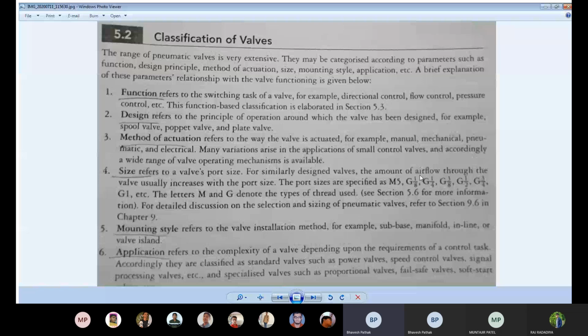According to the mounting style, where you are mounting this valve, it can be downstream, upstream, sub base, or valve island. That way you classify pneumatic valves overall. Also, we classify according to the applications for which we are using them. They can be power valves, speed control valves, even signal processing valves, and some specialized valves like proportional valves, fail-safe valves, or soft start valves.